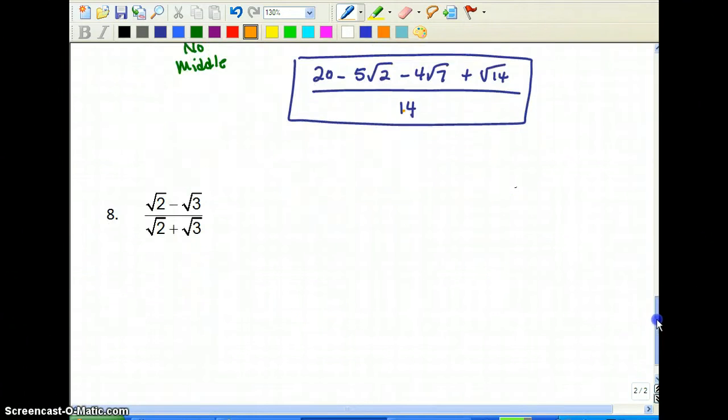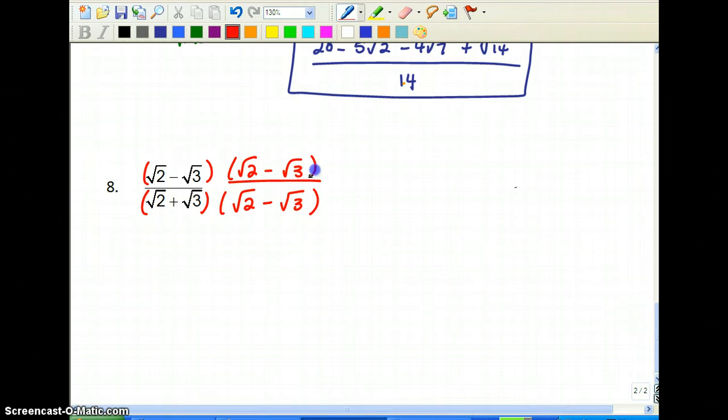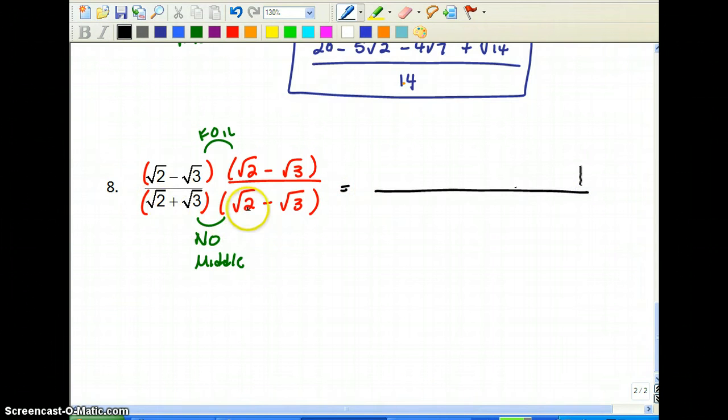All right, one more to practice. Put parentheses around it and multiply by root 2 minus root 3. Okay, again, the bottom is always no middle. And on the top here, we need to FOIL. I like to do the bottom first because it's easier. Root 2 times root 2 is 2. It's always a minus sign. Root 3 times root 3 is 3.